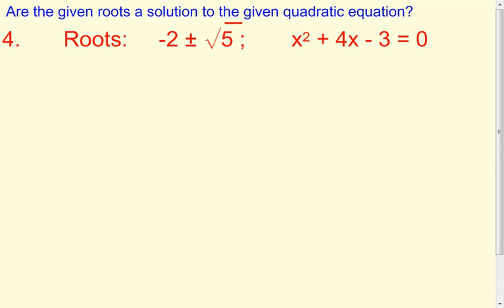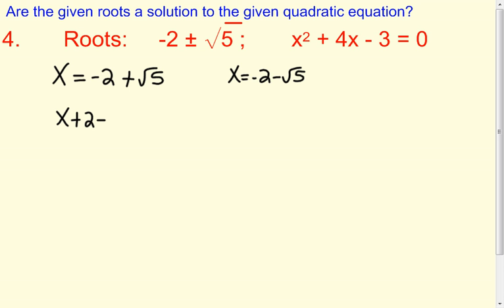So here we go. Again, you have one root that is negative 2 plus root 5, and another root that is negative 2 minus root 5. Okay, you want that set equal to 0, and so you're going to move the 2 and the root 5 over, and so when I do that, I will have x plus 2 minus the square root of 5 equals 0. And same thing here. On the right, you're going to add 2 and add root 5 to move it over so that it's like that.